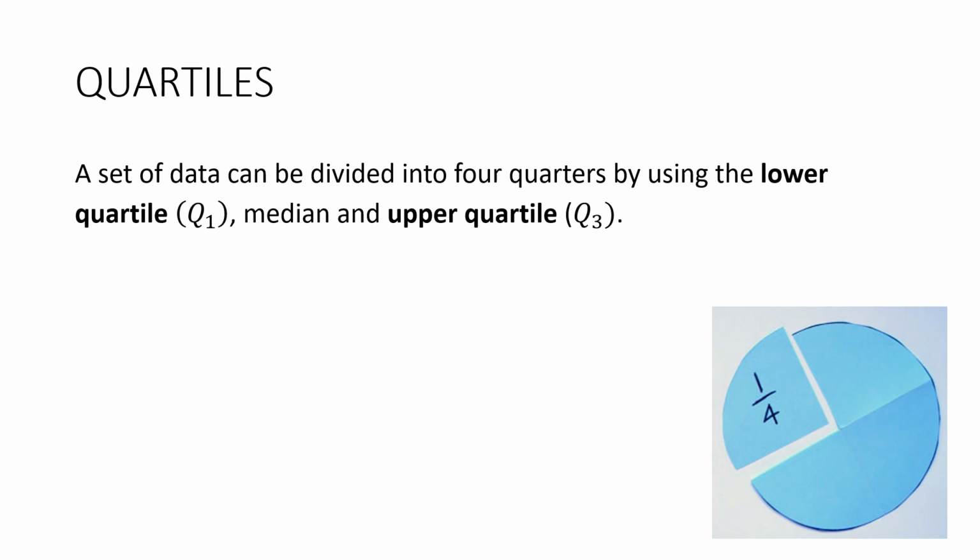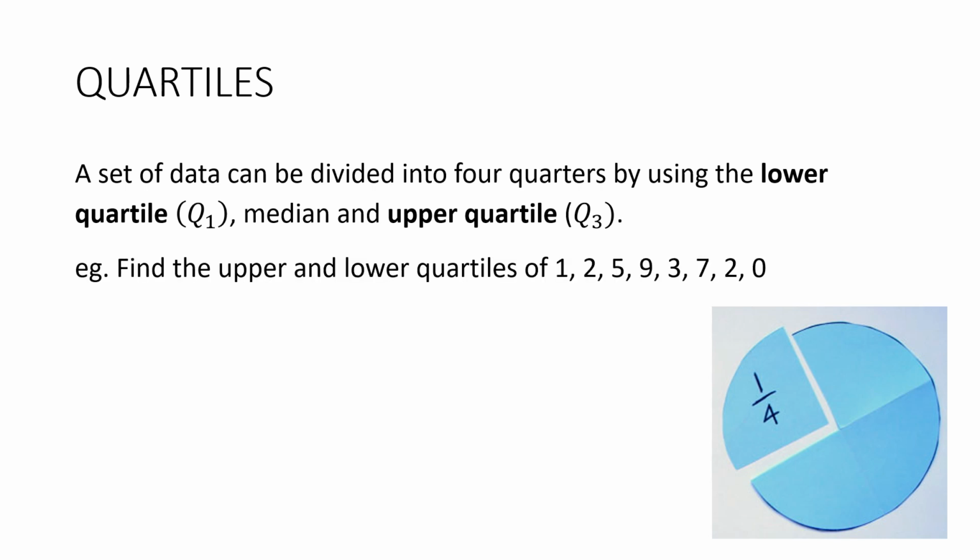Now a set of data can be divided into 4 quarters by using the lower quartile, which is Q1, the median, which we covered last lesson, and the upper quartile, Q3. So let's find the upper and lower quartiles of this data set: 1, 2, 5, 9, 3, 7, 2, 0. Firstly, we need to put that data set in order. So it is 0, 1, 2, 2, 3, 5, 7, 9.